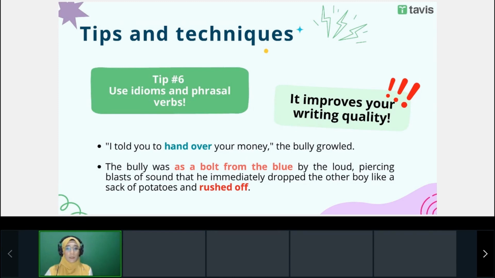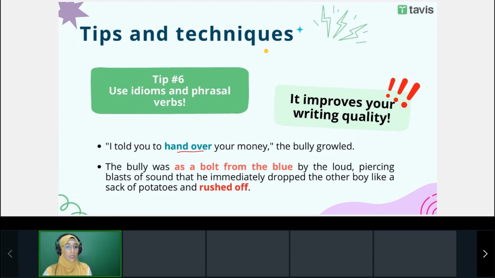All right, next, tip number 6, try to use idioms and phrasal verbs. These are important as well because it improves your writing quality. So here in this case, hand over. This is a phrasal verb. I already introduced that to you before, like the words as easy as wake up, get up, sit up, right? So these are some of the phrasal verbs. You can just Google and see what are the phrasal verbs you can use.